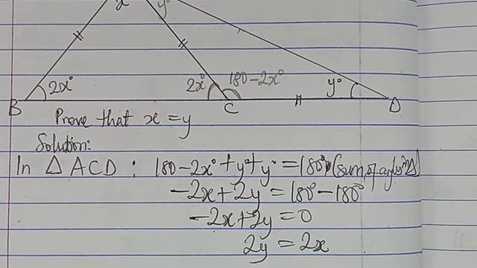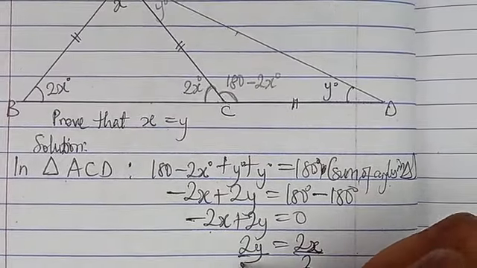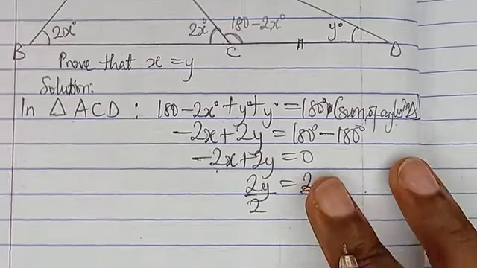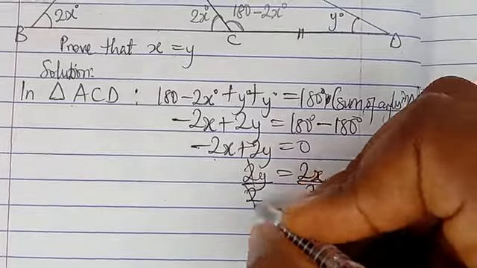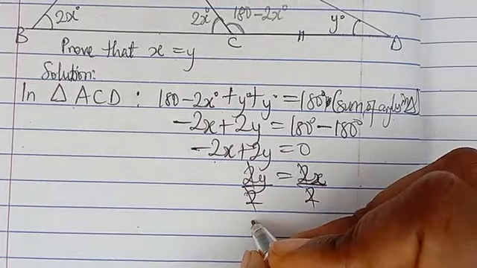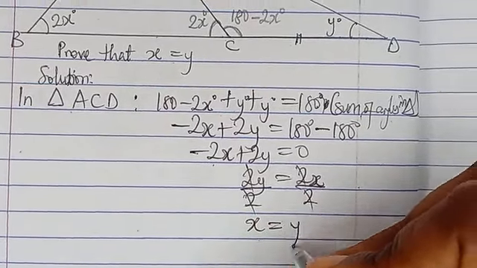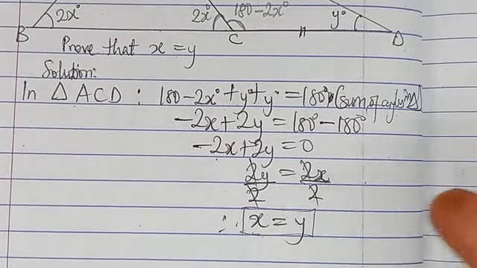So we divide both sides by 2. And when we do that, we can see that y is now equal to x, or x is equal to y, as we've been told to prove. Therefore, x is equal to y. So we have completed our proof.